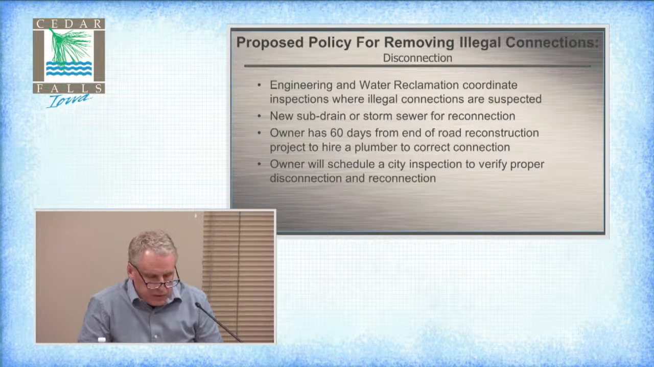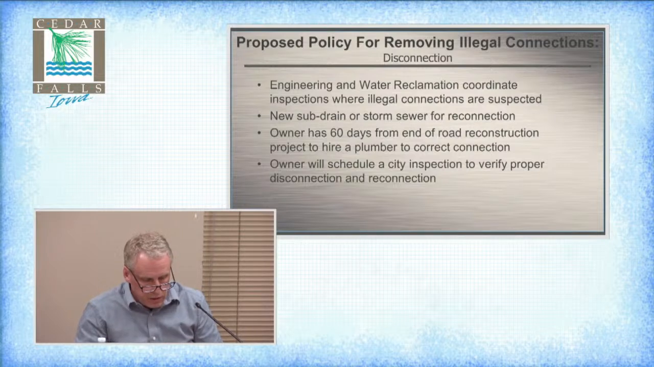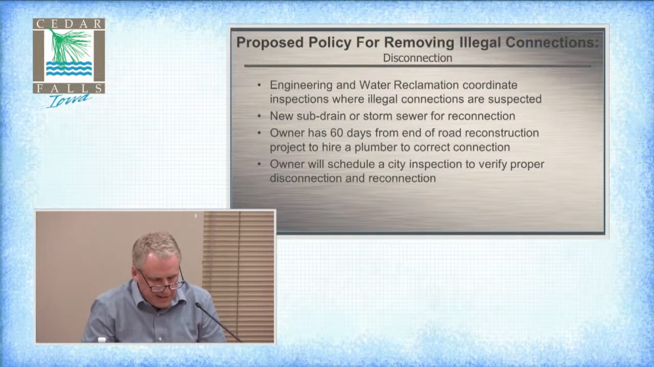So the way we'd go about this is engineering and water reclamation will coordinate these inspections where illicit or illegal connections are suspected, and we'll be focusing on the Park Drive. We know there's a lot of connections where this water is coming in. The reason that we do it during road construction is this area in particular does not have much for subdrain or storm sewers, so we need to give the residents a place to put this clean water, so it can make its way to the river untreated like it belongs.